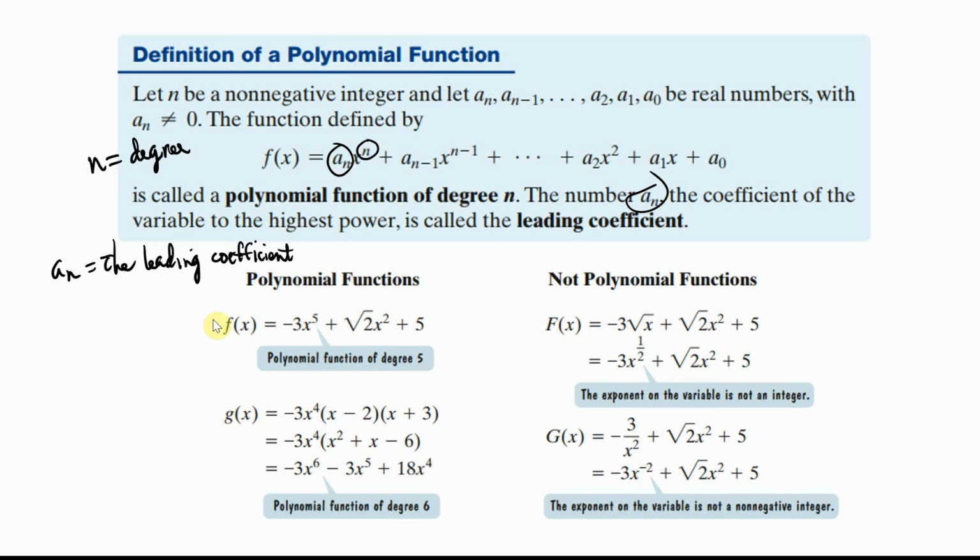Like if you take this example here, our a sub n, the leading coefficient, would be the -3. So a sub n is the -3. It's just the number that's associated with x raised to its highest power. So the degree is just the highest power, right?